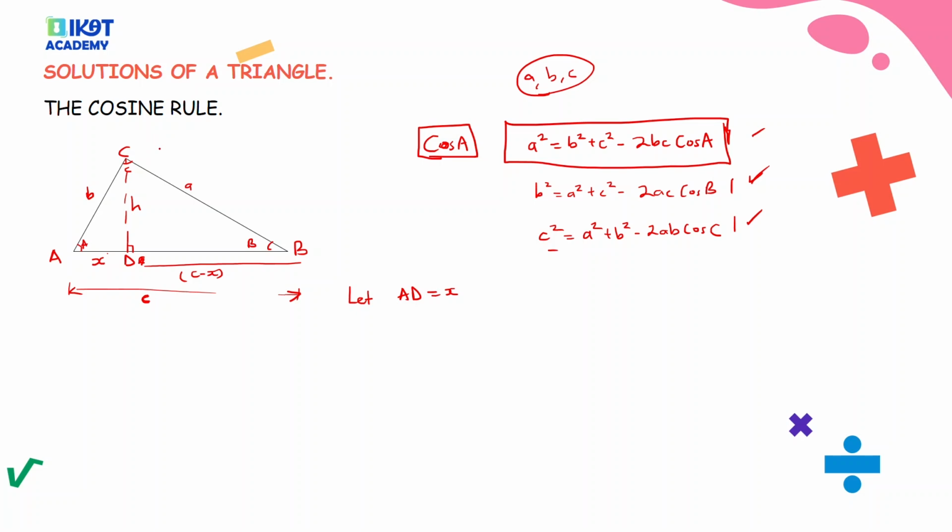So now we're going to start working out the question. I hope this makes sense. We drop a perpendicular from C to AB. Perpendicular means the angle between these two lines is 90 degrees. And we've let AD be x, and we let CD be h, because it's the height of both of these. So if this is x, this is c minus x.